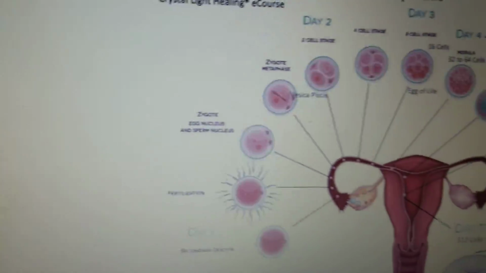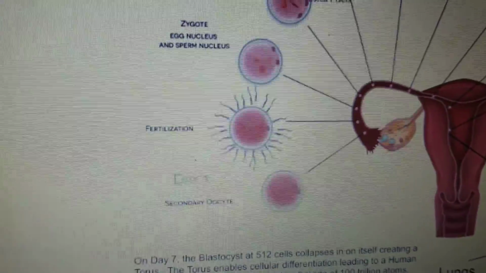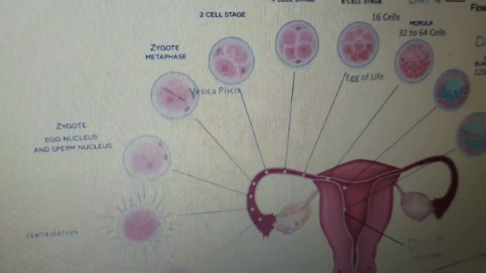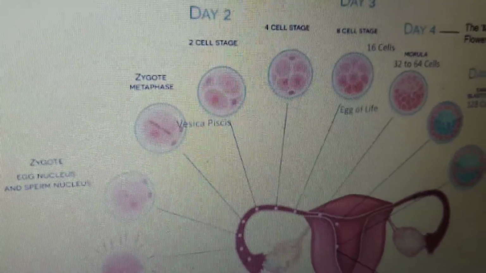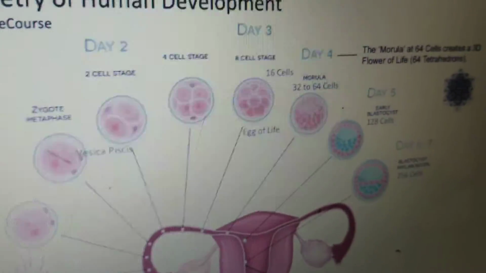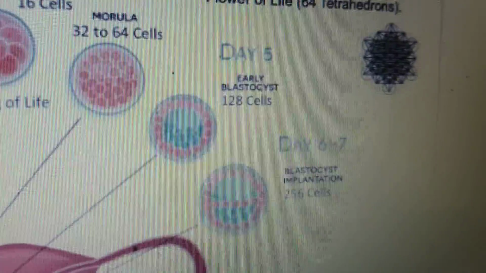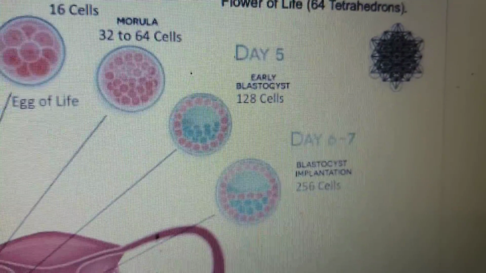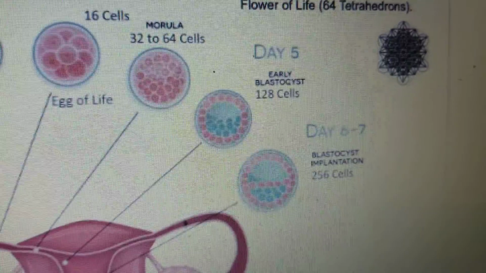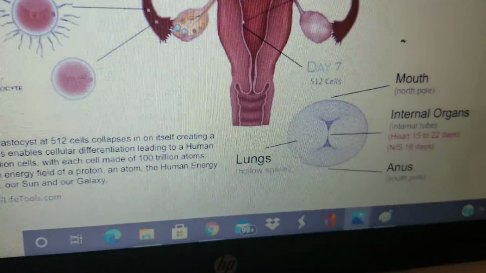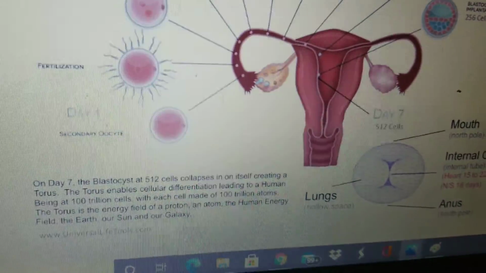And then here it actually shows how fertilization, egg nucleus and sperm nucleus, the Vesica Pisces is created by the zygote, 2-cell, 4-cell, 8-cell, 32 to 64 cell, early blastocyst, implantation, which is directly connected to life here on Earth.